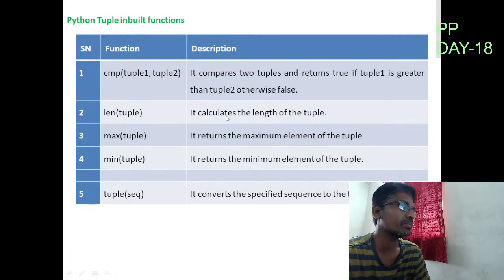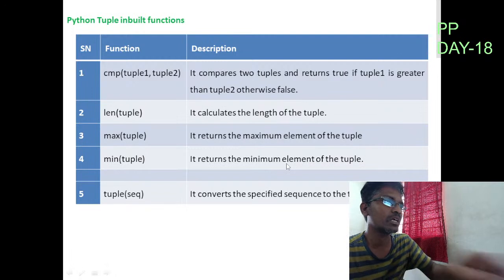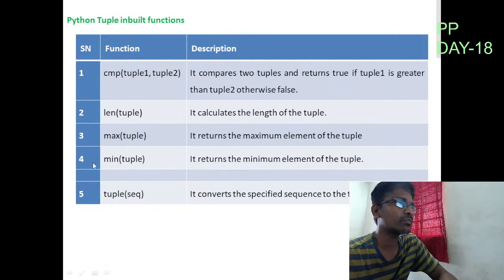And the len function, by using the len function, you can calculate the length of the tuple. And max followed by tuple, by using this function, you can find the maximum element of a tuple. And min followed by tuple, by using this function, you can find the minimum element of the tuple. And tuple followed by a sequence. By using this tuple function, you can convert the specified sequence to a tuple.